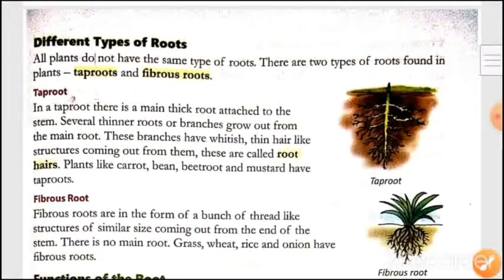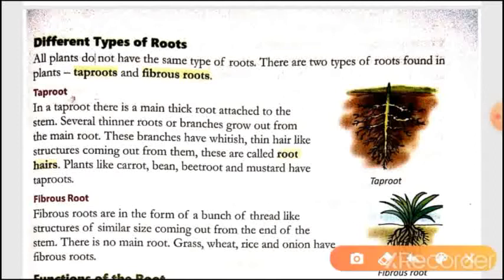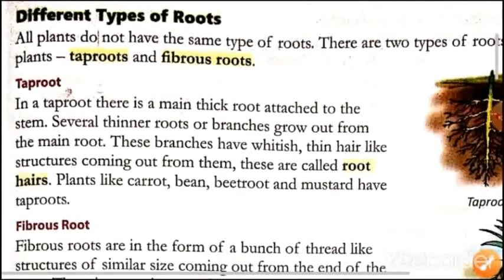Different types of roots. All plants do not have the same type of roots. There are two types of roots found in plants, tap roots and fibrous roots. So, two types of roots are there. First is tap root, second is fibrous roots. Tap root. In a tap root, there is a main thick root attached to the stem. Several thinner roots or branches grow out from the main root.